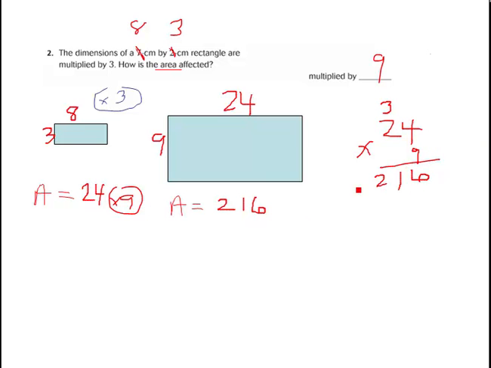So that means it doesn't matter what the dimensions are here. I can change it to a 9 and a 4. It can be anything. As long as you're tripling the dimensions, that means your area is always going to be 9 times bigger.